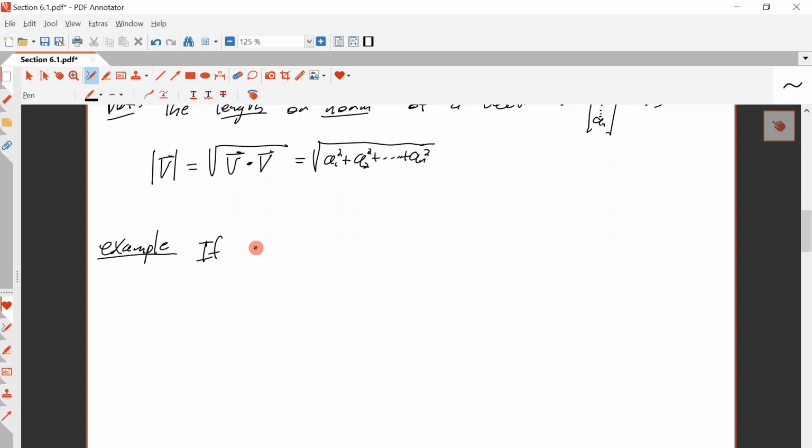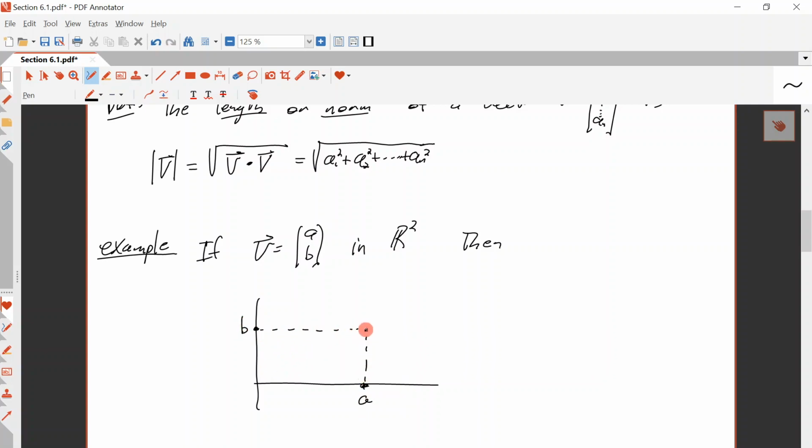So if v is equal to (a, b) in R2, then we look at this vector here. If this length here is a, and this length here is b, then that vector right there is (a, b), but this length here is a, and this length here is b.